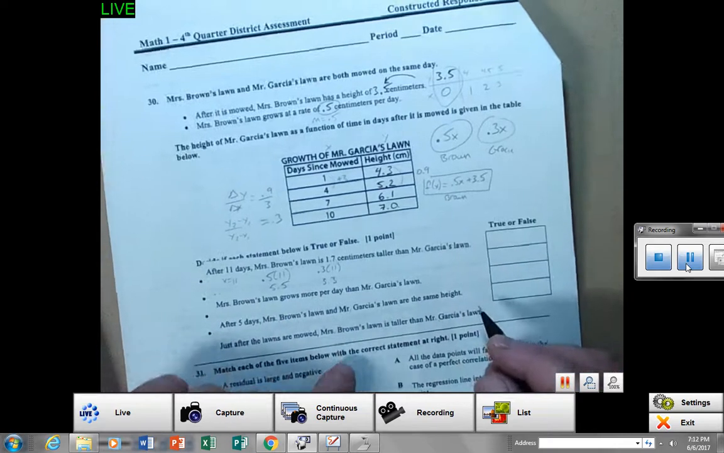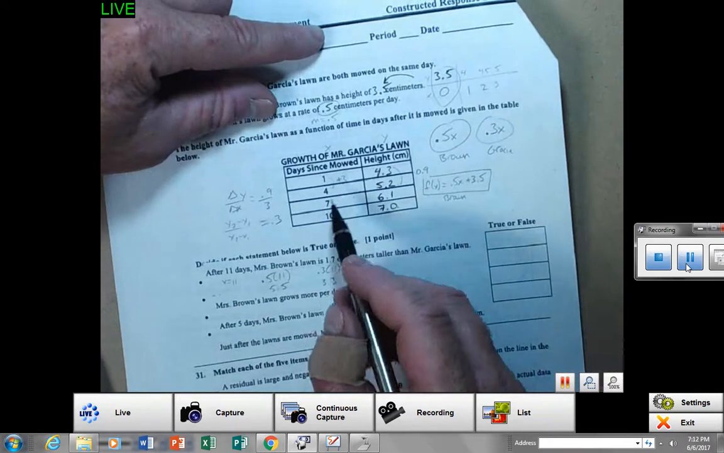Mr. Garcia's a little trickier. I need to find the 0 term.